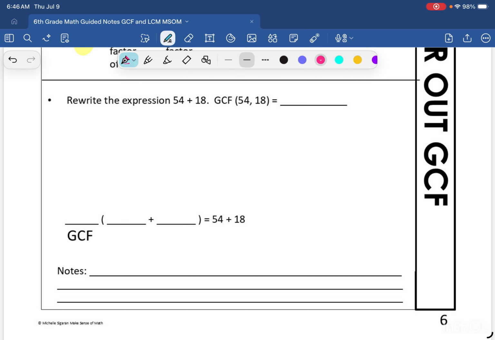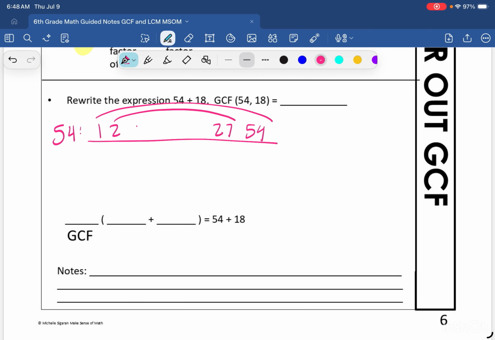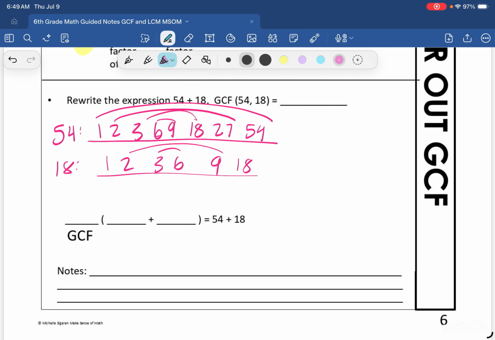Rewrite the expression 54 plus 18. So first we need to find the greatest common factor. I'm going to do it by making a list. So I have 1 and 54, 2 and 27, 3 and 18, and then 6 and 9. Factors of 18 are 1 times 18 is 18, 2 times 9 is 18, and then 3 times 6 is 18. The biggest common factor would be 18.